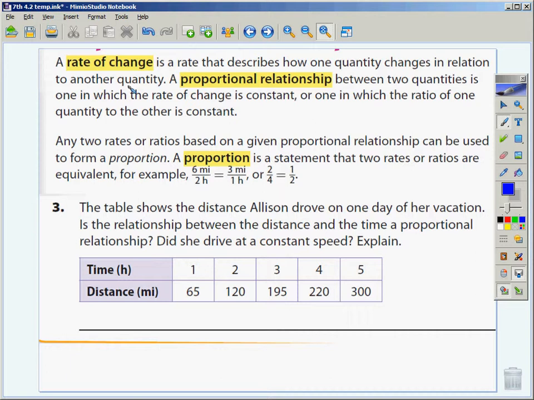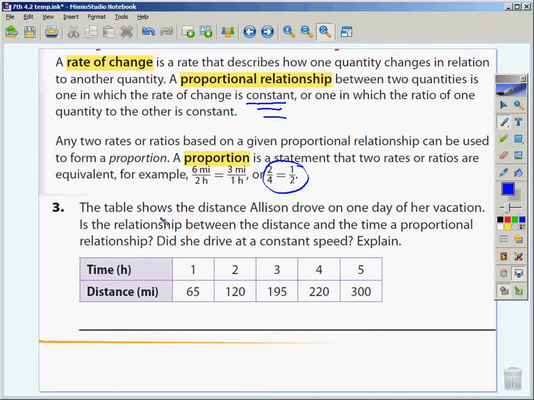We just got done talking about a specific rate. What type of rate did we talk about? Look at Monday and Tuesday. Unit rates. That's a rate describing two different quantities. A proportional relationship between two quantities is one in which the rate of change is what? Constant. If it's going to be constant, then the two fractional pieces have to be equal to each other. They have to be the same.